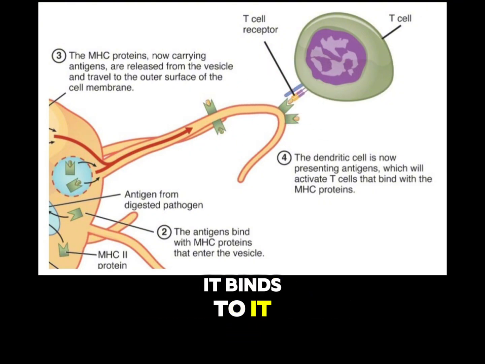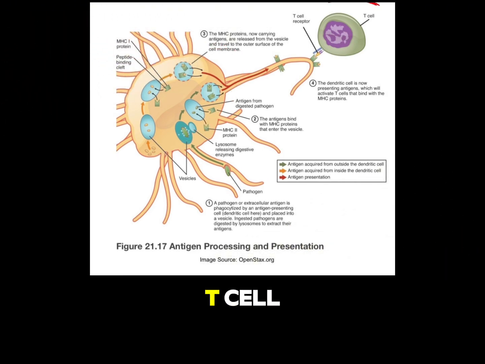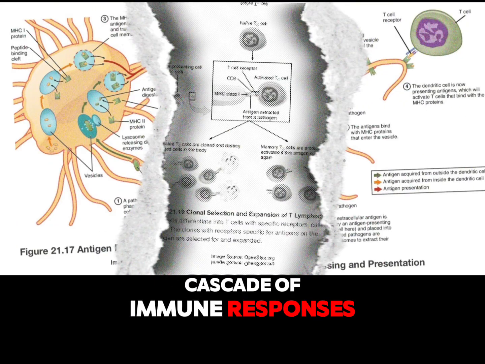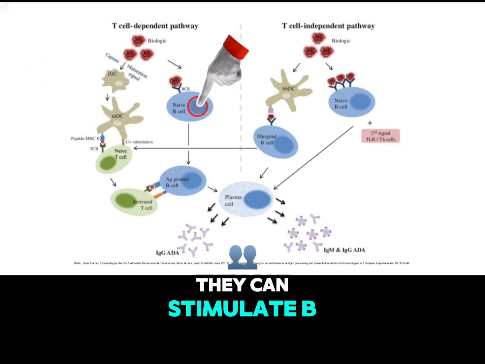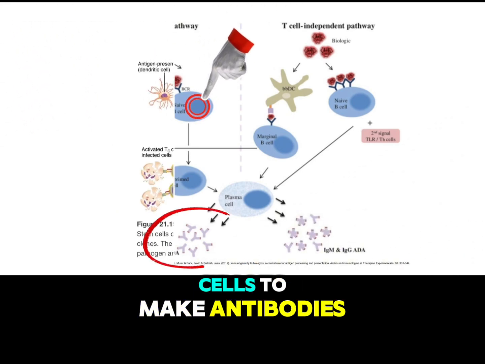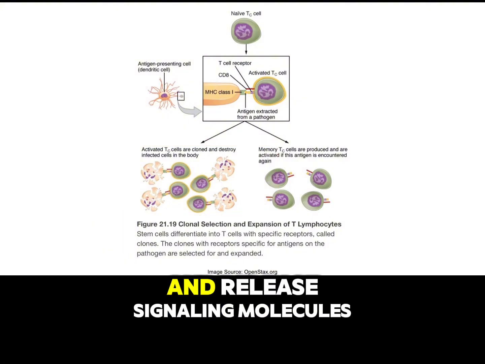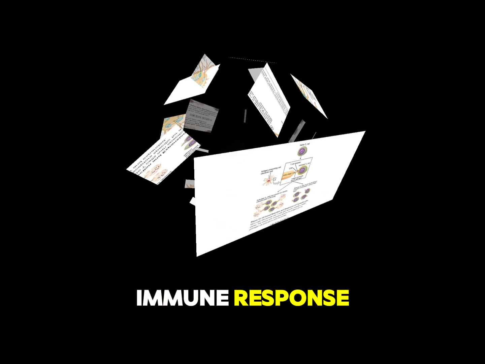it binds to it. This interaction between the antigen-presenting cell and the T cell is what activates the T cell, setting off a powerful cascade of immune responses. Activated T cells then coordinate the defense. They can stimulate B cells to make antibodies, activate cytotoxic T cells to kill infected cells, and release signaling molecules that direct the entire immune response.